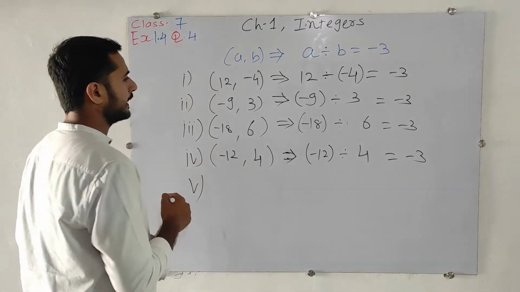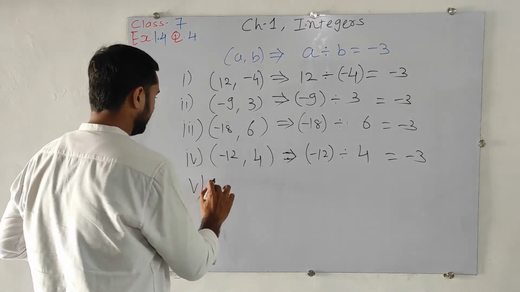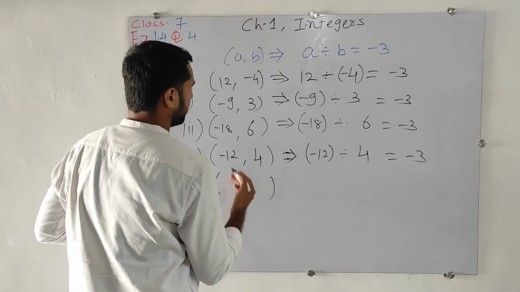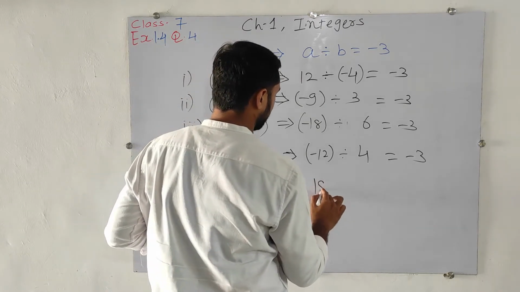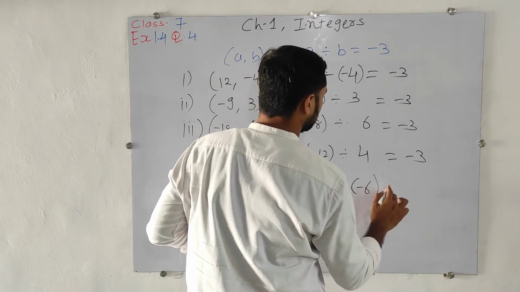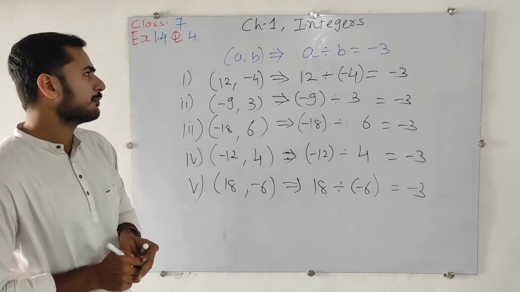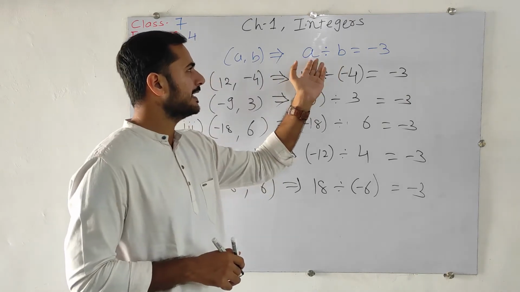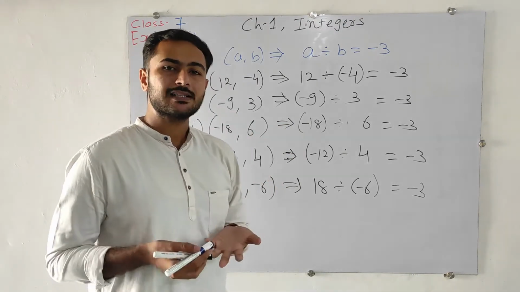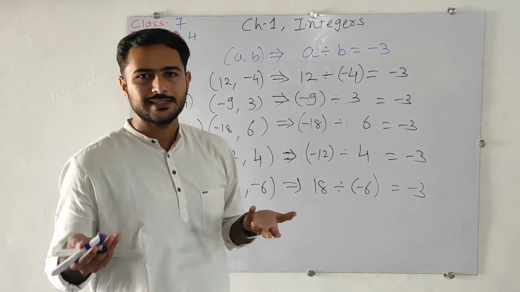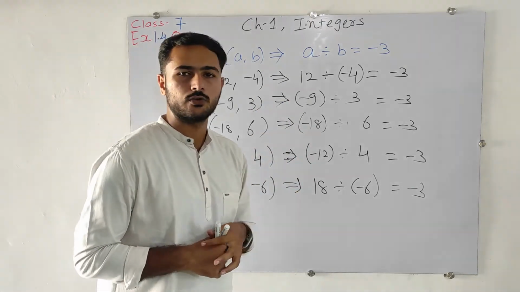And for the fifth one, I do it again from the third one, that is minus 18 and plus 6. I just change the signs: plus 18 and minus 6. So plus 18 divided by minus 6 will be minus 3. This is how we can do it for any number. Suppose it's given that A divided by B is equal to minus 5, plus 5, 13, 26, whatever. The process will always be the same. Just pause the video and note it down.